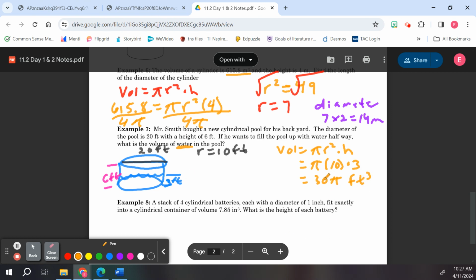I type in 30 times pi. That's approximately equal to 942.48 feet cubed. Questions on this?